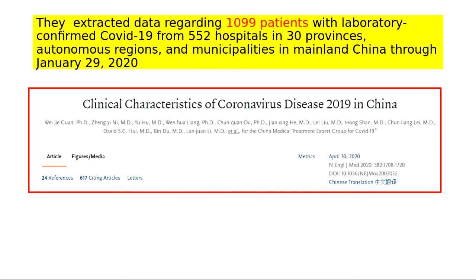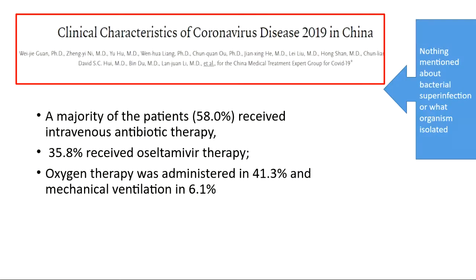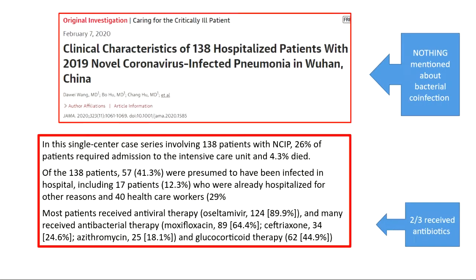So these all, because why? All the initial publications were from China. And again, 1,099 patients. In this publication, the majority, 60%, 2/3, received antibiotic. But again, nothing was mentioned about bacterial superinfection or what organism. When you don't mention what bacteria, I will assume you don't have bacterial superinfection.